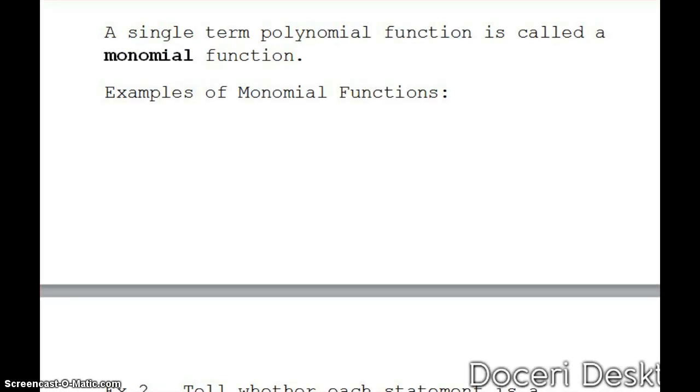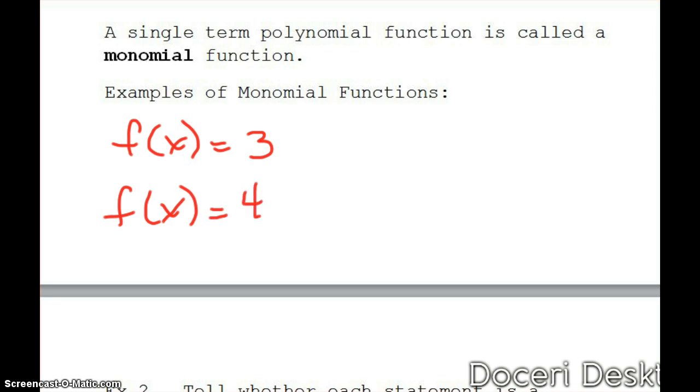Okay, now we're going to take a look at monomial functions, which can also be power functions. And I'm just going to list some examples of that to help you out a little. You could have a constant function, so that would be a monomial function with one term. f of x equals 4x. That would be an example of a monomial function.